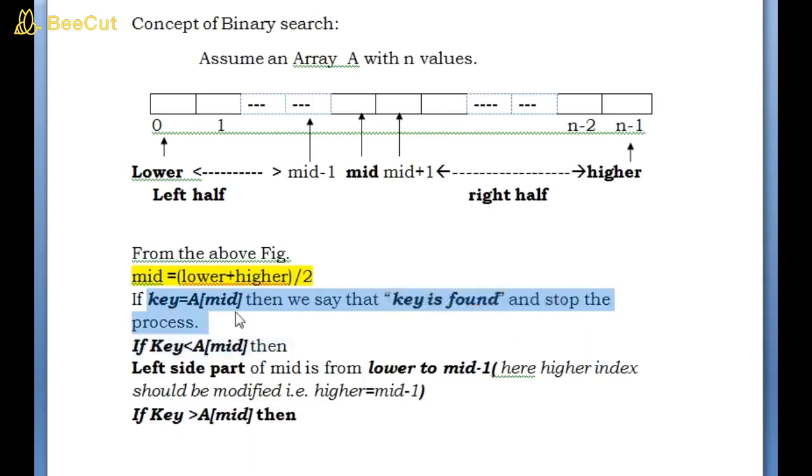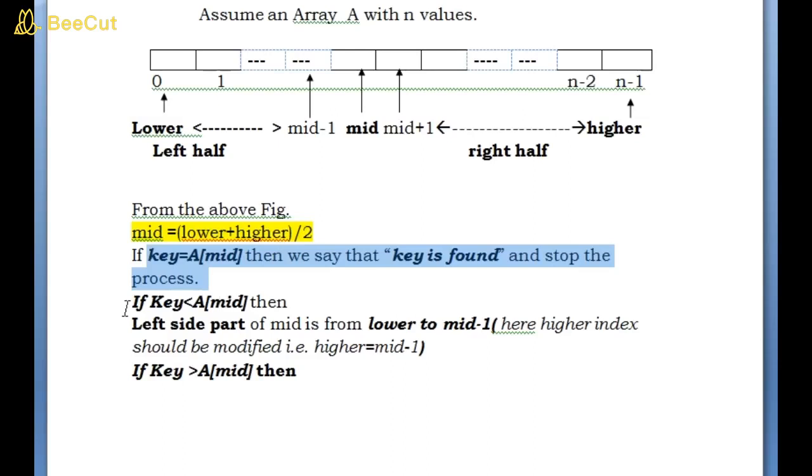If key is not matching or key is not equal to the middle value of the array, then either you have to move to the left side of the middle position or the right side of the middle position, based on the key and middle value relationship. If key is less than A of mid, meaning the key value is smaller than the middle value of the array, then we move to the left side. The left side portion is from lower to mid minus 1. So we search in the left side portion for whether key is there or not.